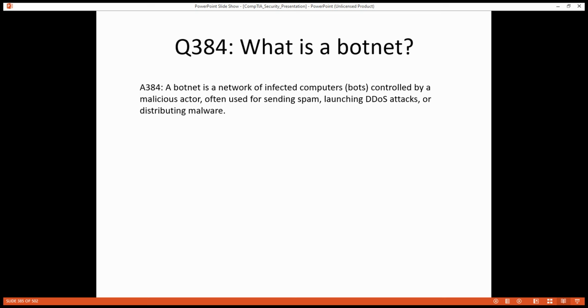Q384. What is a botnet? A384. A botnet is a network of infected computers, bots, controlled by a malicious actor, often used for sending spam, launching DDoS attacks, or distributing malware.